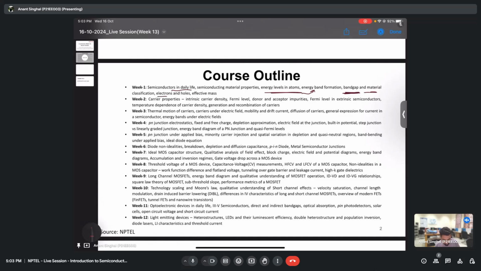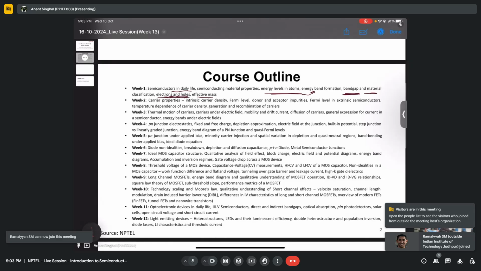Then we read about something called electrons and holes. That is, what are electrons and what are holes. Basically, holes are the vacancies that are created by the electrons when they go from the valence band to the conduction band, and at last, effective mass. That is, if not in vacuum, what is the mass of a certain electron and hole if it is influenced by a certain phenomenon such as scattering or different phenomena like that.